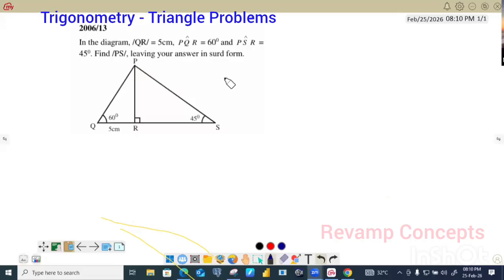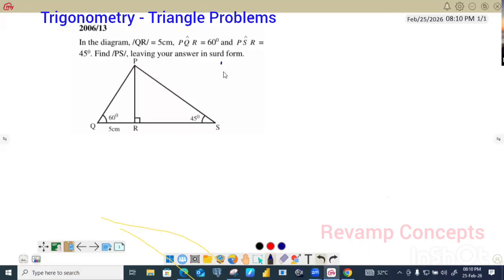Okay, in this diagram, we have QR equal to 5 centimeters, angle PQR 60 degrees, and angle PSR is 45 degrees. We have to find line PS. We have to leave our answer in short form. So as long as we have to leave our answer in short form, we should find the short form of these special angles given here.